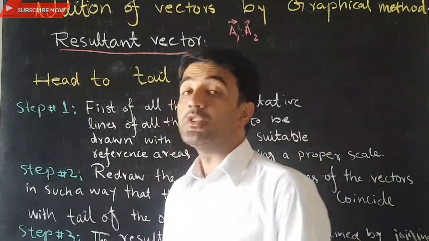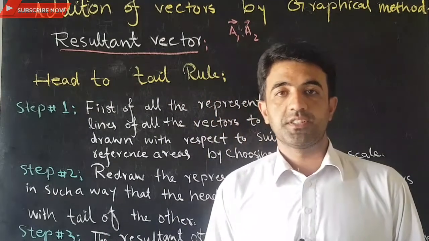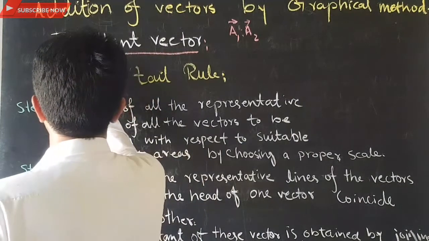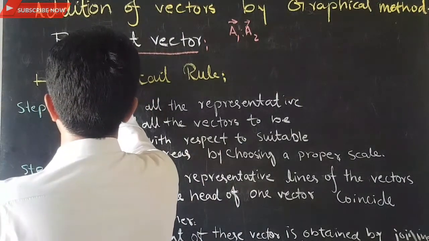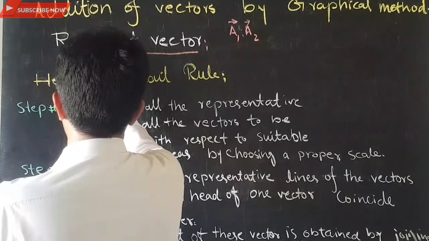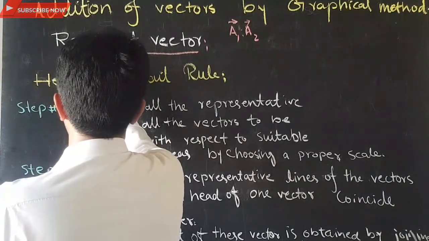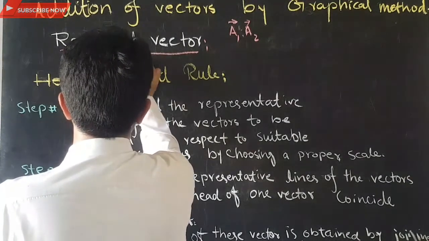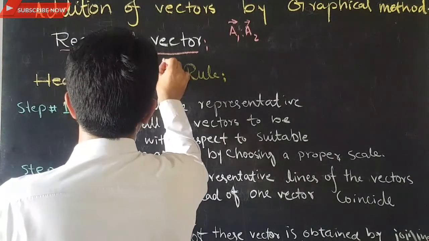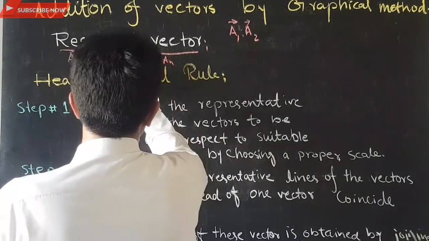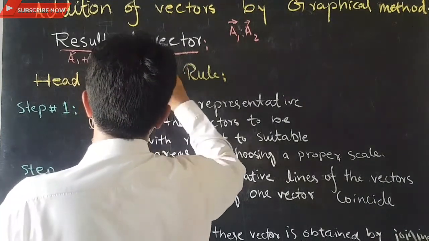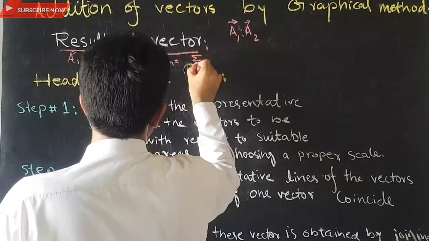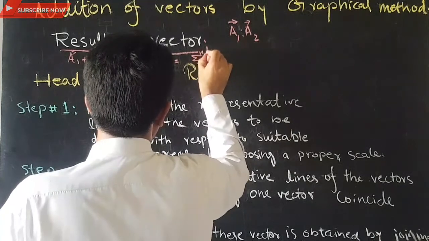Suppose we have n vectors, for example vectors A1, A2, and we want to add these vectors: A1 plus A2 plus A3 plus A4 and so on, up to An. Then all these vectors combined will give us sigma i from 1 up to n of A_i.